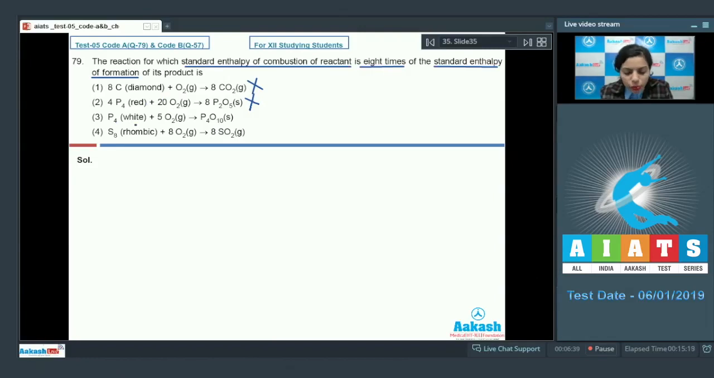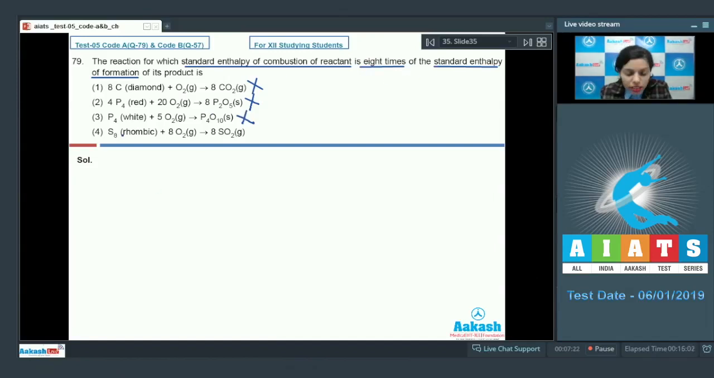Further, we have P4 plus 5O2 is giving you P4O10. In this particular case, white phosphorus we take, and this is the combustion process also, but in this case standard enthalpy of formation of P4O10 is equal to the standard enthalpy of combustion of the reactant, that is white phosphorus. So that is why we can ignore this case also, because it is not the 8 times.